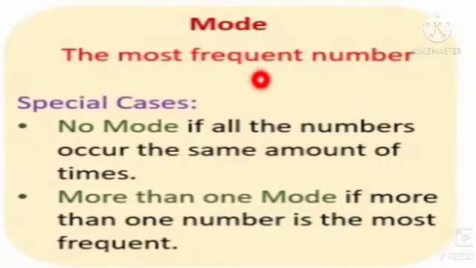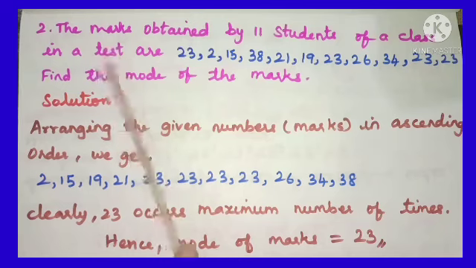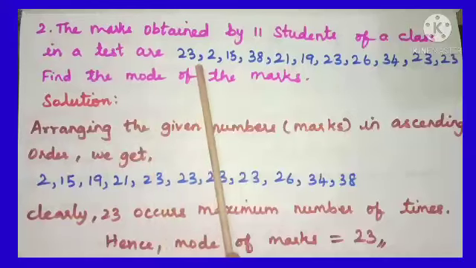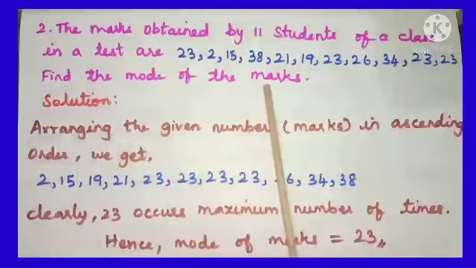Mode: the most frequent number. Special cases. No mode: if all the numbers occur the same number of times, then we can conclude that the sequence has no mode. More than one mode: if more than one number is the most frequent. The marks obtained by 11 students of a class in a test are given. Find the mode of the marks.